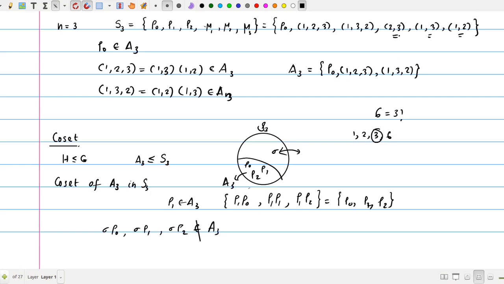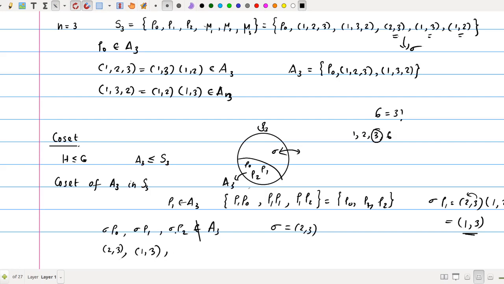For example, if you choose the element sigma equal to (2 3), then what is sigma times rho 0? Since rho 0 is the identity, sigma times rho 0 is sigma itself, that is (2 3). Then what is sigma times rho 1? It is (2 3) times rho 1, where rho 1 is (1 2 3). When you multiply, 1 is mapped to 2 and 2 is mapped to 3, so ultimately 1 is mapped to 3. The image of 3: 3 goes to 1 here and 1 is fixed here, so 3 is mapped to 1. And 2 goes to 3 and then 3 goes to 2, so ultimately 2 goes to 2. So sigma rho 1 is nothing but (1 3).